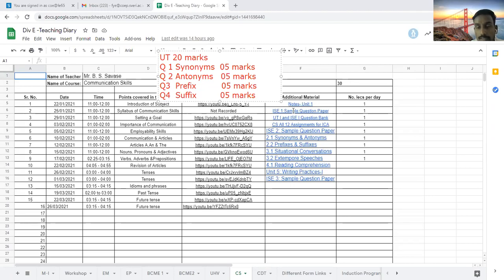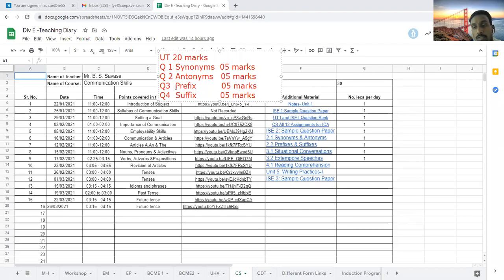How to attempt this? First of all, for synonyms and antonyms, you are going to have MCQs. You will be given one word, and you have to choose the synonym of that word from the given options. So MCQs will be for synonyms, 5 marks. For antonyms also, the same will be there. One word will be given, and you have to choose the correct antonym of the given word. So this will be for 10 marks.